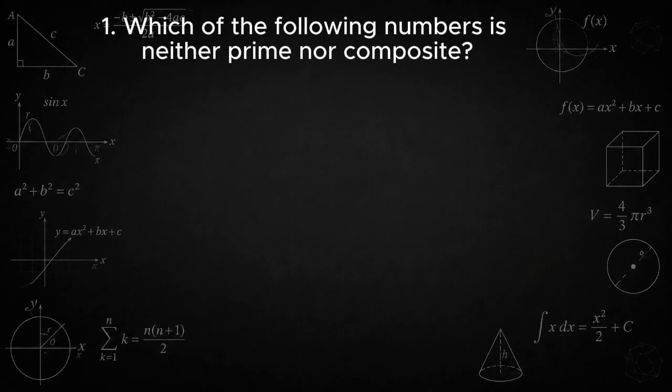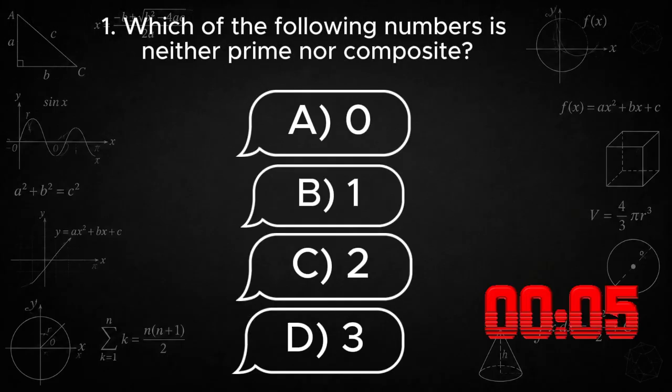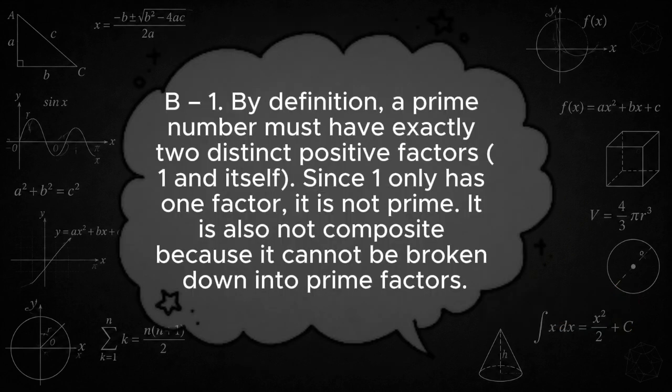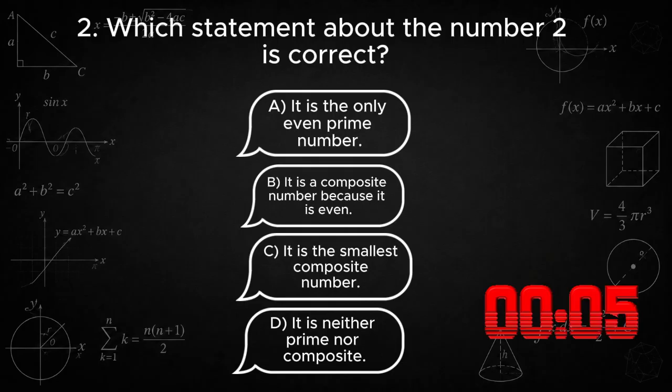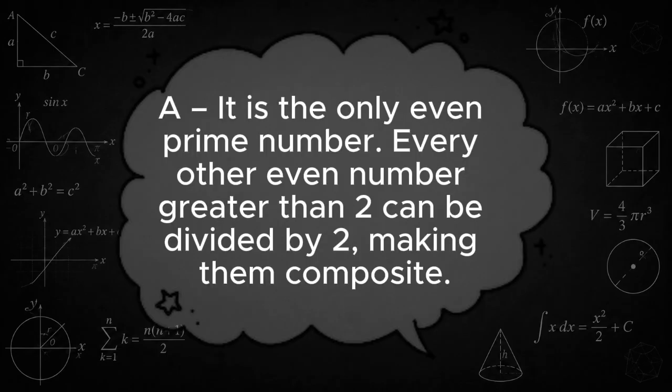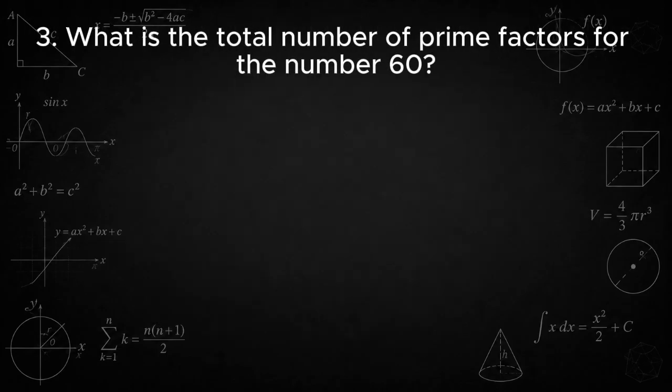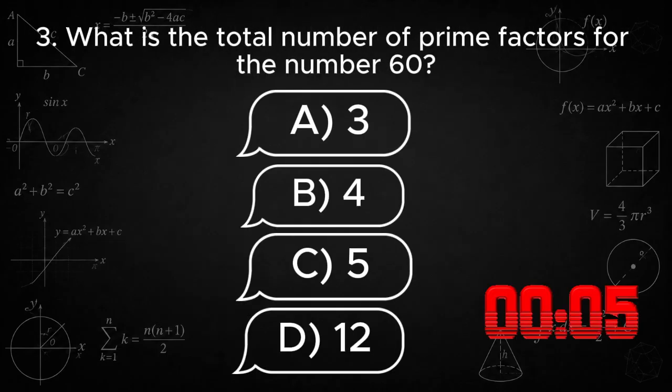1. Which of the following numbers is neither prime nor composite? 2. Which statement about the number 2 is correct? 3. What is the total number of prime factors for the number 60?